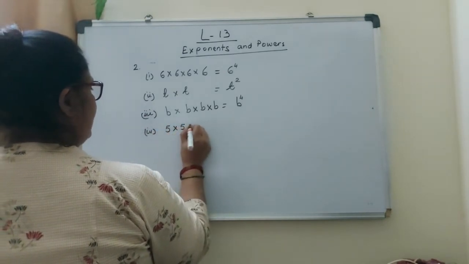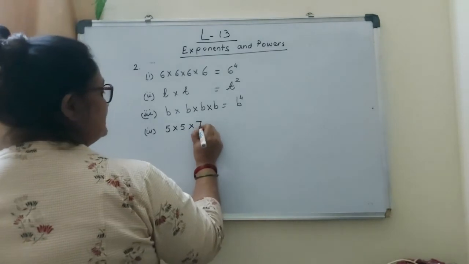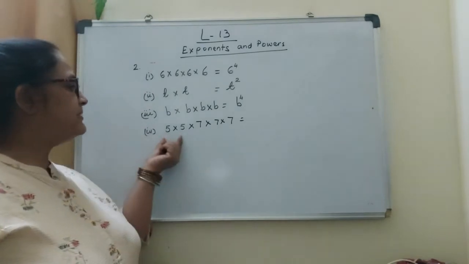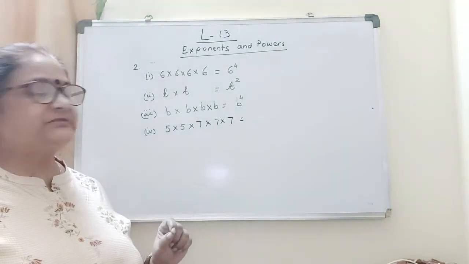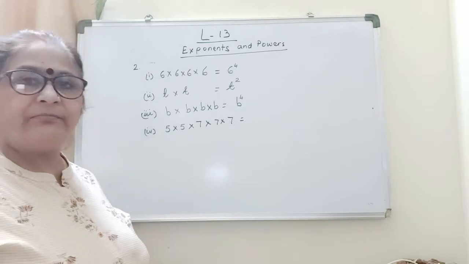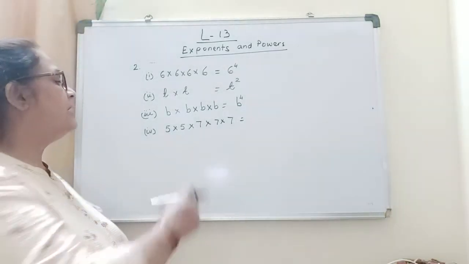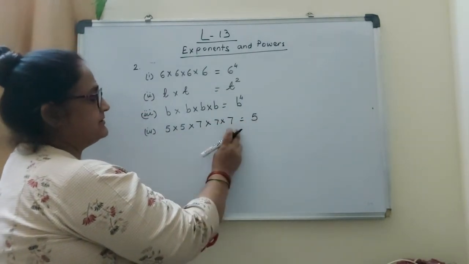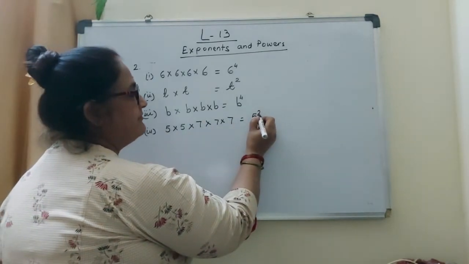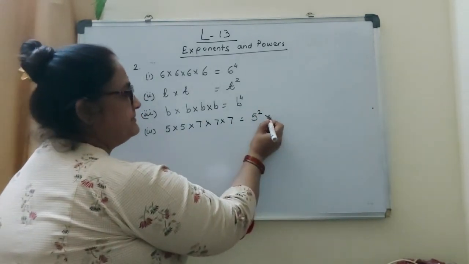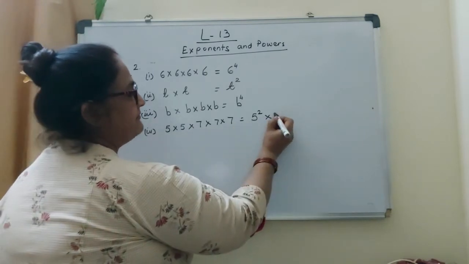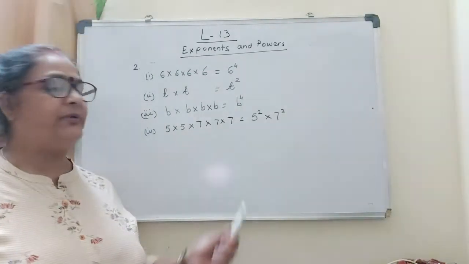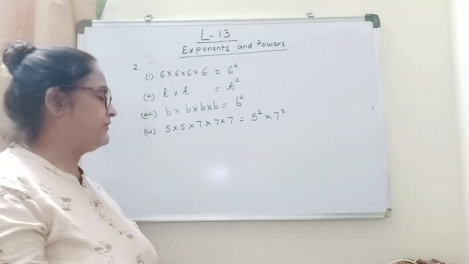5 multiplied by 5 multiplied by 7 multiplied by 7 multiplied by 7. Now these numbers are not the same. When we write in exponential form, we only combine numbers that are the same. Like for example 5. 5 is coming how many times in this sum? 2 times. So 5 raised to the power of 2, multiplied by, next number is 7, and 7 is coming 3 times. So 5 squared multiplied by 7 raised to the power of 3.